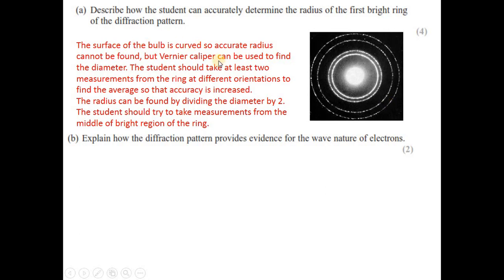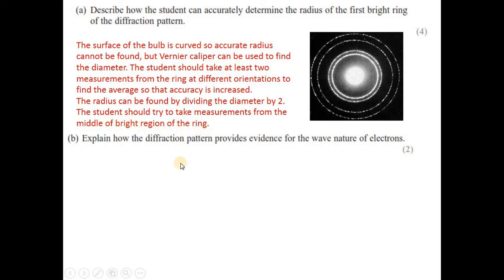The surface of the bulb is curved, so an accurate radius cannot be found, but a vernier caliper can be used to find the diameter. The student should take at least 2 readings. Dividing by 2 will give the radius, but the student should try to take the measurement from the middle of the bright region of the ring.